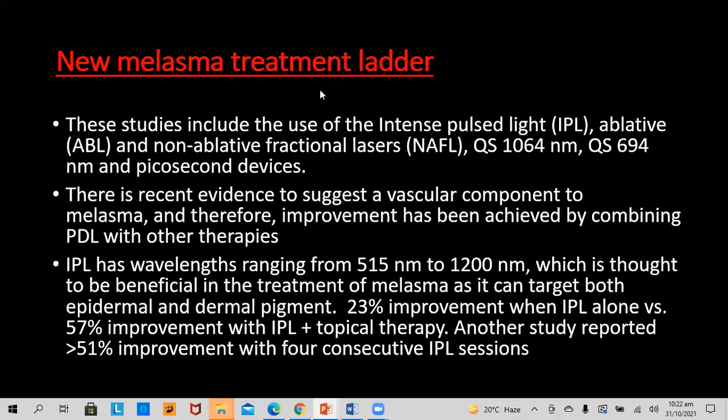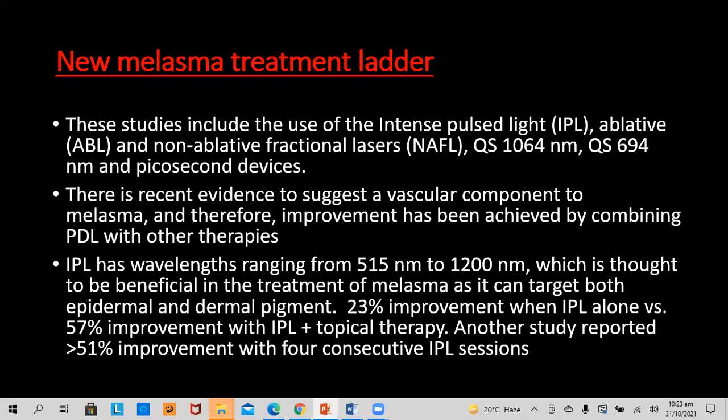So the laser treatment for melasma has different dynamics, and there are several studies that use IPL, ablative laser, or non-ablative fractional laser, QSwitch at 1064, QSwitch at 694, and picosecond devices as a treatment for melasma. There is recent evidence to suggest that there is a vascular component related to melasma, and treatment of this vascular component by PDL helps in treatment of the melasma.